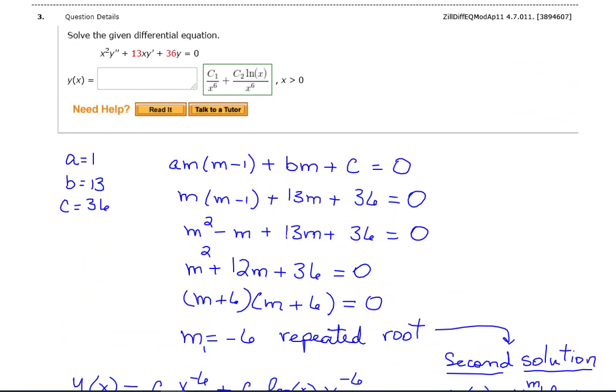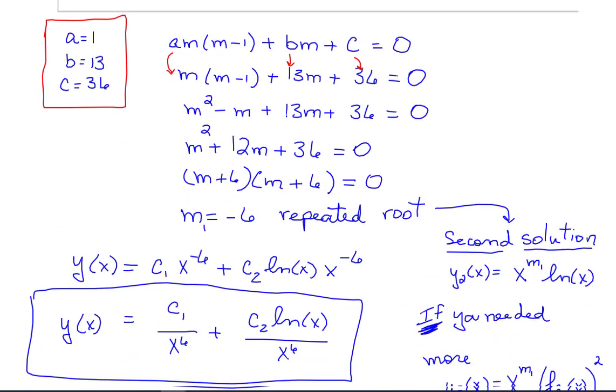Alright, in question 3 here, we have x squared y double prime plus 13x y prime plus 36y equals 0. So this looks just like our particular format, with a equals 1, b is 13, and c is 36. Alright, so we plug all those pieces in. Here's a, here's b, here's c. Simplify, and what happens is we get a repeated root of m equals minus 6.